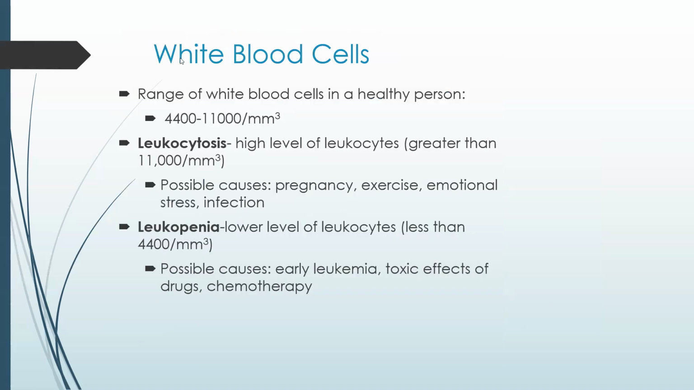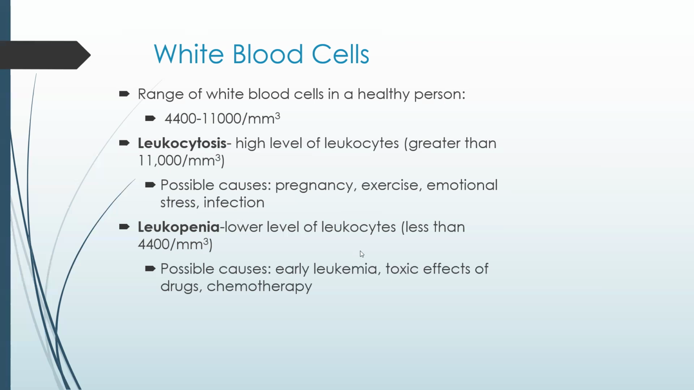The normal range for the white blood cells is 4,400 to 11,000. Oh, I can't remember what the mm3 stands for. I had it, oh, I have it in my notes. Cubic millimeters. I knew I had it written down somewhere. And then for leukocytosis, high levels of leukocytes is anything greater than 11,000 cubic millimeters. Possible causes: pregnancy can elevate that. Exercise, emotional stress, infection can make your white blood cell levels go up. Say you have a UTI or something like that.